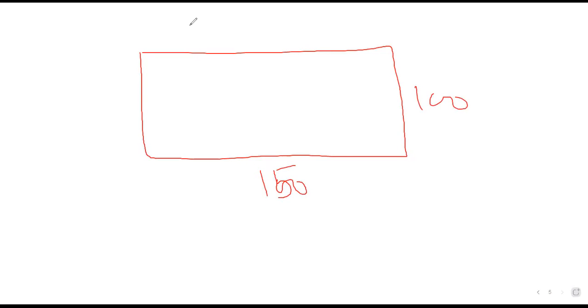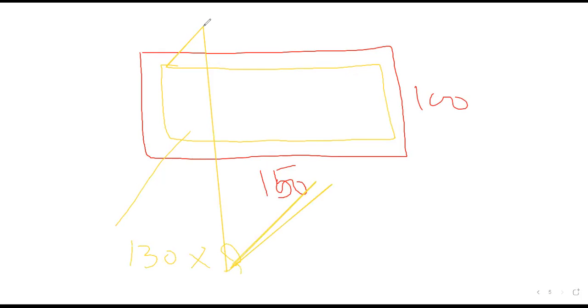The 10 feet border within the field creates a new smaller rectangle, 80 feet by 130. Am I right? 30 feet inside. So that can be drawn just like that. This is the border, so this will have 130. So the dimension will be 130 by 80. Are you getting this? Right, the inside.